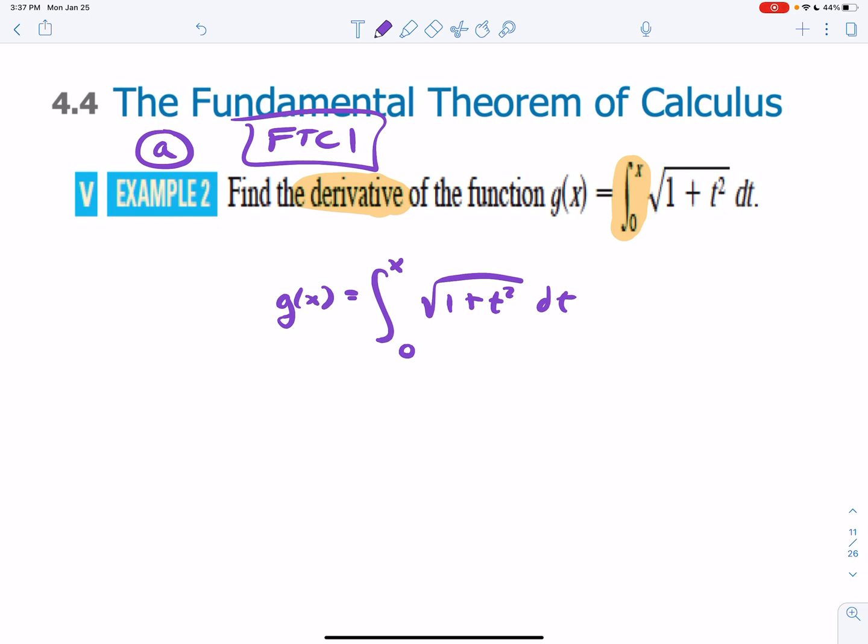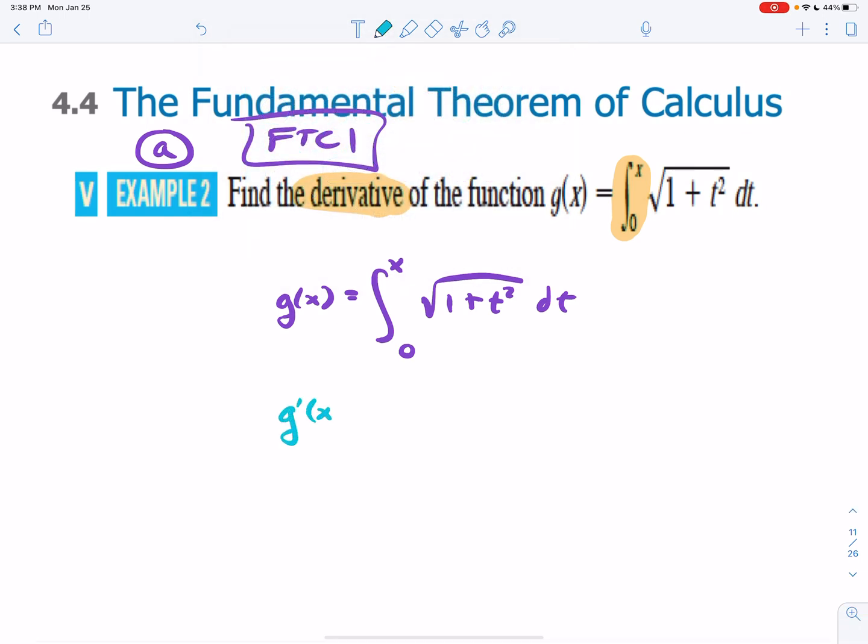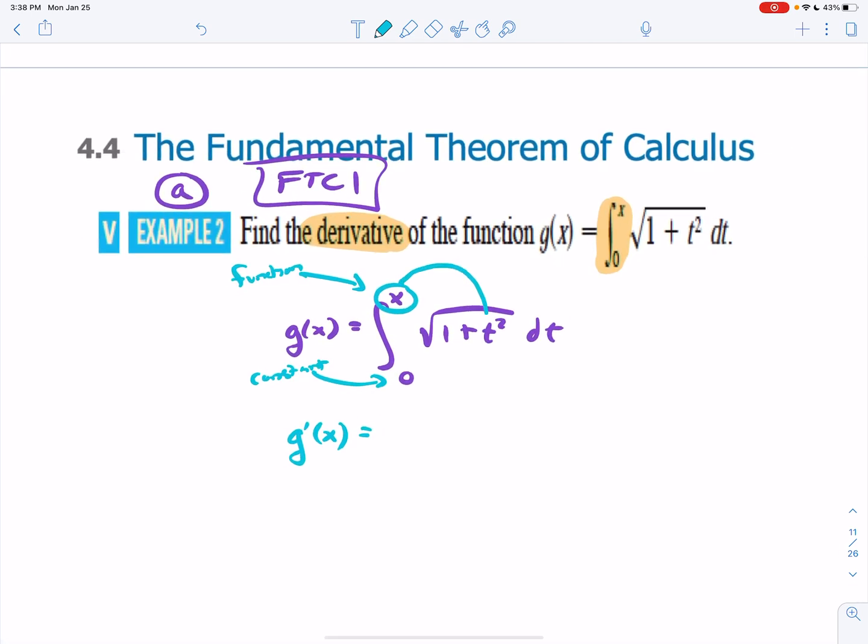Don't worry about the t. The t is what we call a dummy variable. It goes away eventually anyways. So here's what you do. To find the derivative, you take that upper bound. Now first you want to make sure that your upper bound is a function and your lower bound is a constant. Those are the guidelines, okay? So because we have a constant in the lower bound and a function in the upper bound, we're allowed to do this really neat trick. And what you do is you take that guy and you replace the t. So your answer is the square root of 1 plus x squared. And that is it.